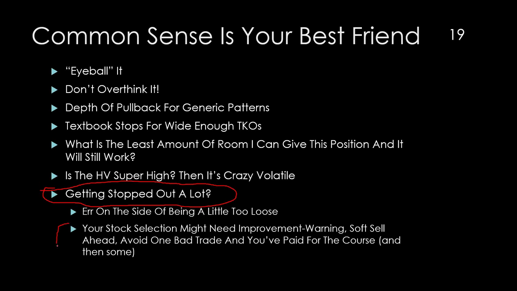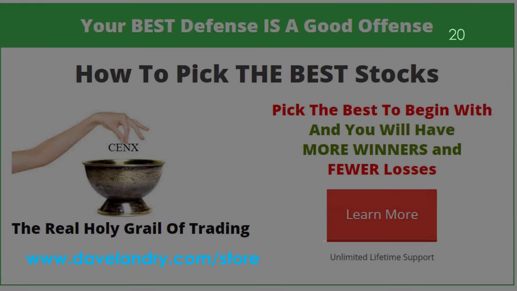Before I digress too far, I know, too late. The second part of getting stopped out a lot is your stock selection might need a little improvement. And again, this is an older slide, but soft sell: you avoid just one bad trade and you paid for the course and then some. And then if you get one more good trade, then you've paid for the course many times over.